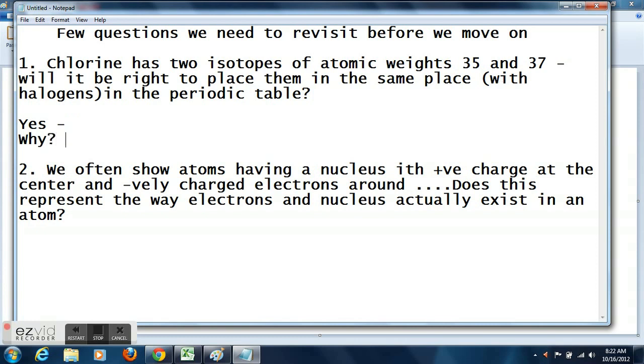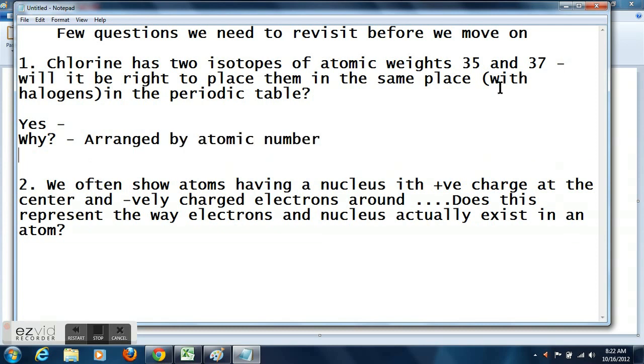And the answer is definitely yes. Question is why? Because now in the modern periodic table we are not arranging elements based on their atomic masses or atomic weights. In the modern periodic table we arrange the elements based on their atomic numbers, which is the number of protons, and we know that proton has positive charge, so number of protons also represents the number of electrons.